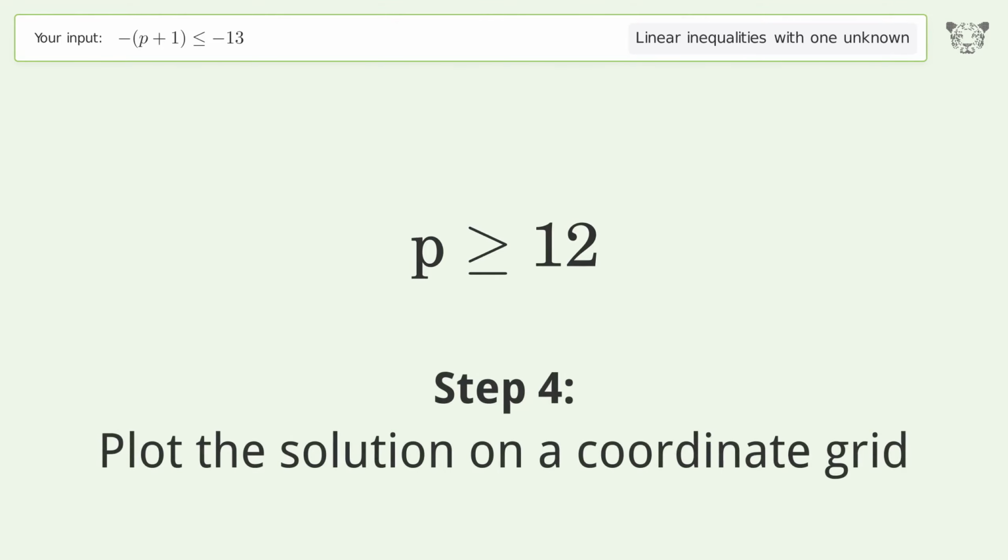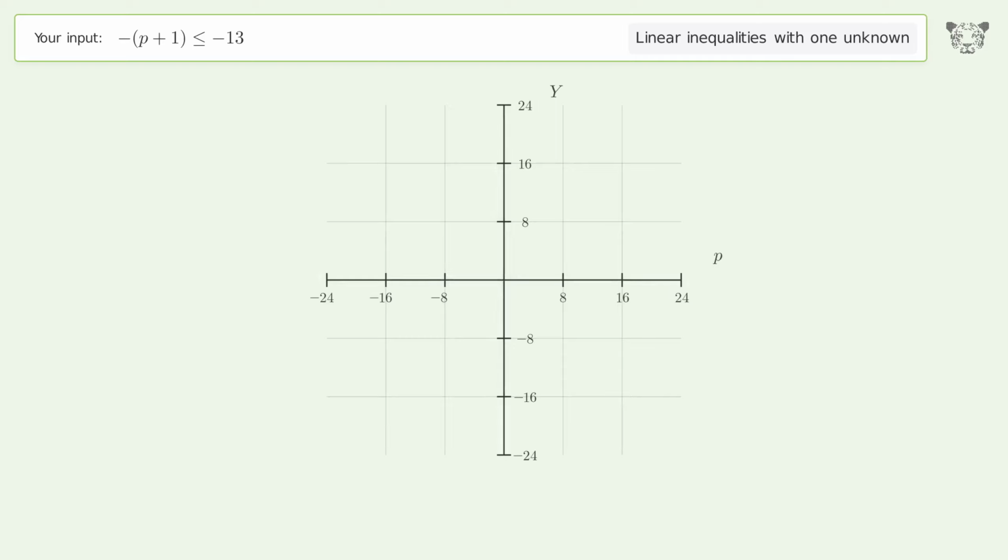Plot the solution on a coordinate grid. And so the final result is p equal or greater than 12.